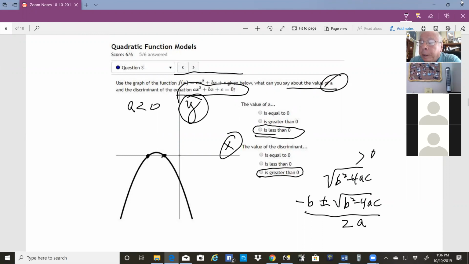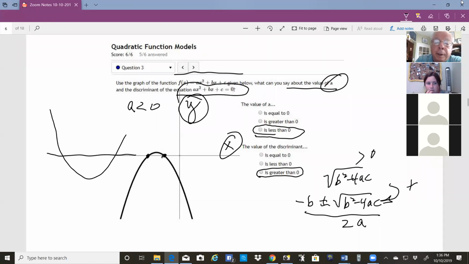Obviously, to get minus b plus or minus something, this has to be positive. So if it's positive, it'll have two real roots. If it looked like this, it would also have two real roots. And that means the discriminant's got to be positive.